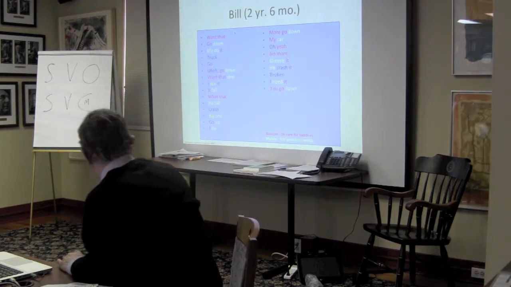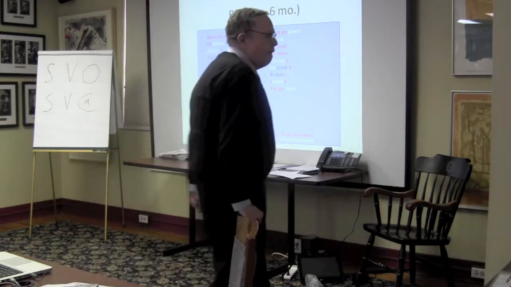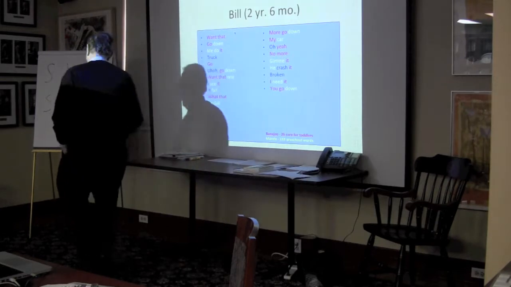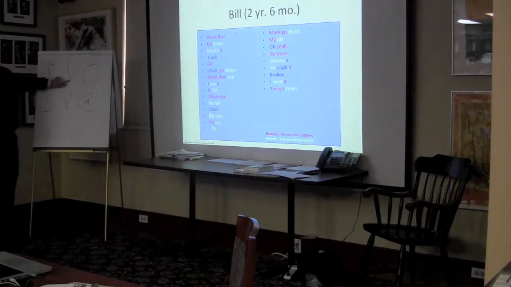Okay, here's Bill. Want that? Verb, object. Go down. It doesn't mean I go down, it's go down, we're not sure, but it's a modifier. Truck, there's our truck. Go down, want that one. Verb, modifier, and object. Very nice.